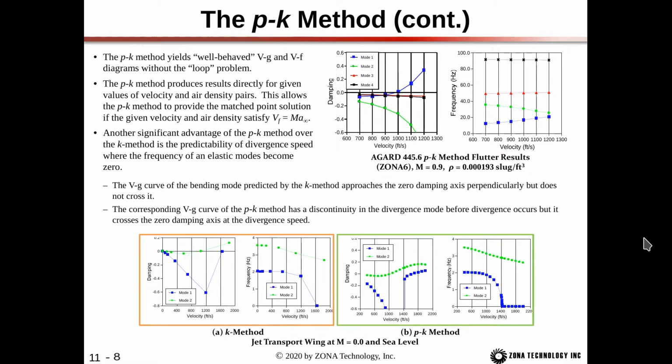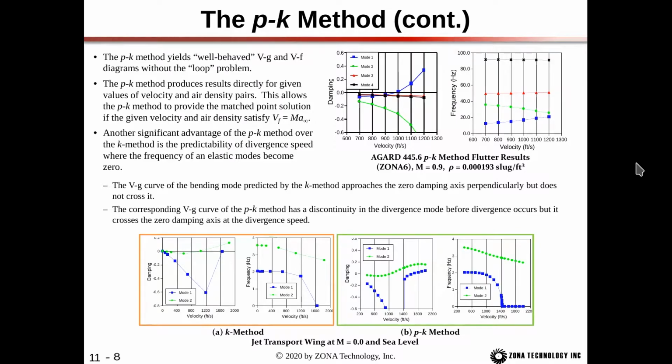So continuing on with the PK method. The PK method yields a well-behaved VG and VF diagram without the loop problem as shown in these figures. And the PK method produces results directly for given values of velocity and air density pairs. This allows the PK method to provide the matched point solution if the given velocity and air density satisfy V equals M times a. And another significant advantage of the PK method over the K method is the predictability of divergent speed, where the frequency of an elastic mode becomes 0.